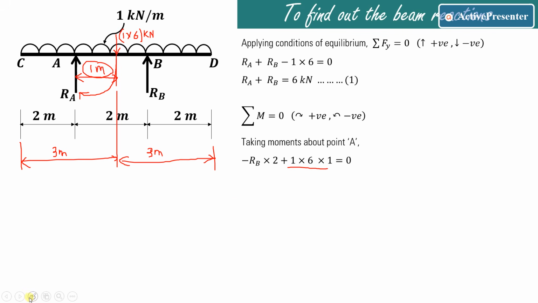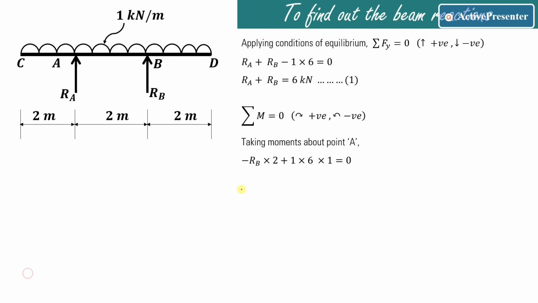So this is the way of calculating the moments in case of simply supported beam. So that we have already seen in our previous videos. So we can say that 6 into 1, that is 6, minus RB into 2, we have transferred on the other side. So it will be RB into 2. So we can say that 6 upon 2, that is nothing but the value of RB, that is 3 kilonewton.